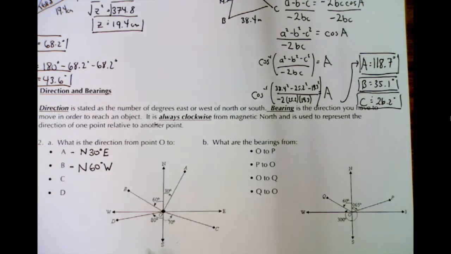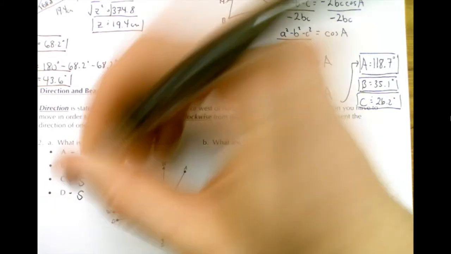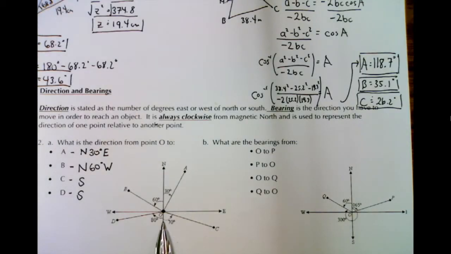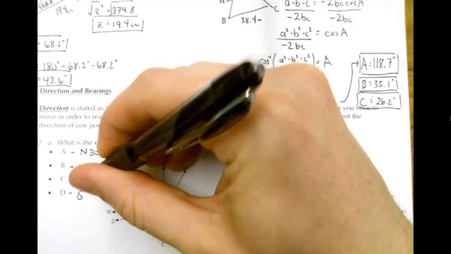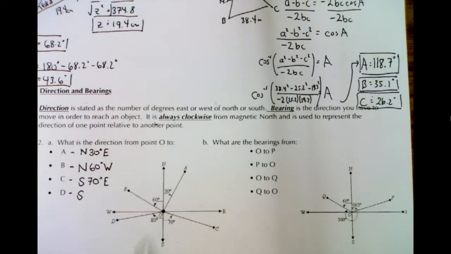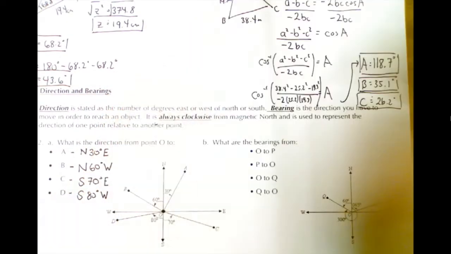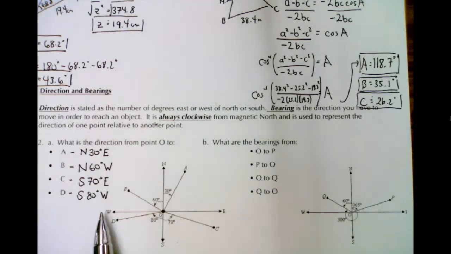C and D are pointed down. D is down and C is down. So both of those are going to be pointed towards the south. And from south, C is 70 degrees towards the east. So you have south 70 degrees east. And D is south, but 80 degrees towards the west. Now, the only time we don't use the degree is if you're pointed directly north, east, south, or west. If that's the case, you just say north, south, east, or west.